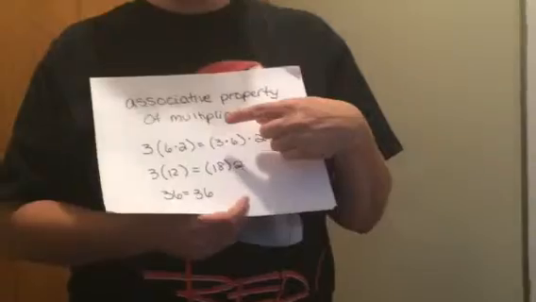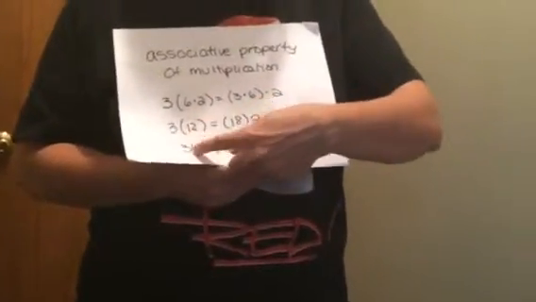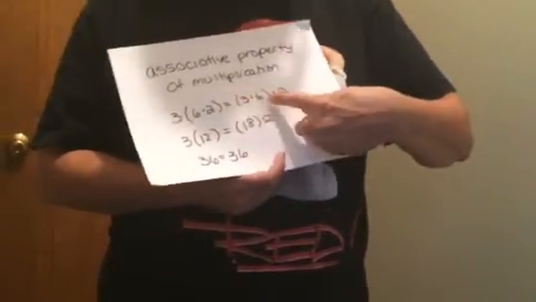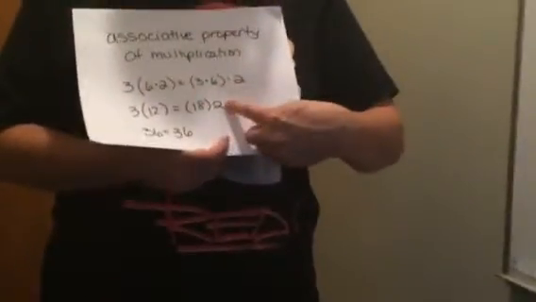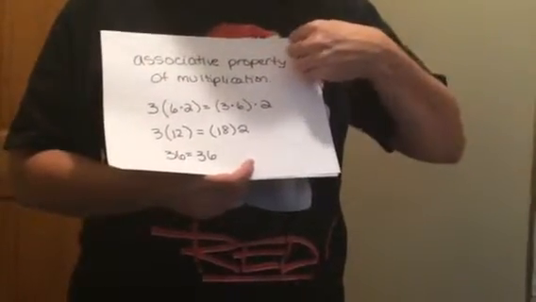We always do from PEMDAS. P stands for parentheses. 6 times 2 is 12. We know 3 times 12 is 36. In this case, 3 times 6 is 18. 18 times 2 is 36. So that's the associative property of multiplication.